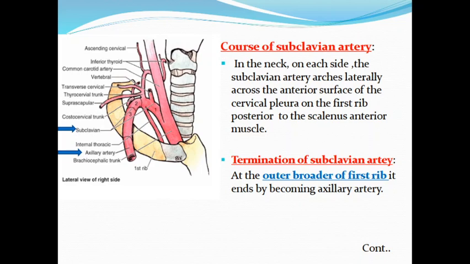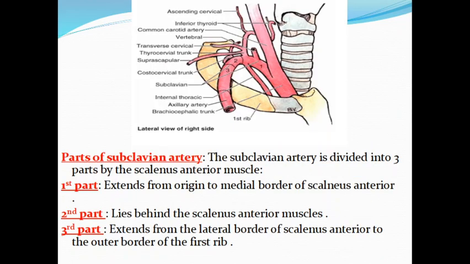Now we'll see the parts of subclavian artery. So in the diagram you can see the subclavian artery, it is divided into three parts by scalenus anterior muscle. For this you should know the origin and insertion of scalenus anterior muscle. So first part extends from origin to the medial border of scalenus anterior. The second part lies just behind the scalenus anterior muscle, and the third part extends from the lateral border of scalenus anterior to the outer border of the first rib.